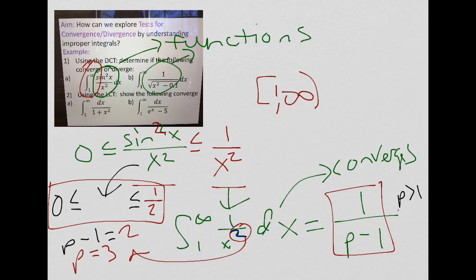And so since we have something that we can work with here, it does converge. Okay, so we can say that A converges, okay, and that's because we know that this will converge as well, and voila.